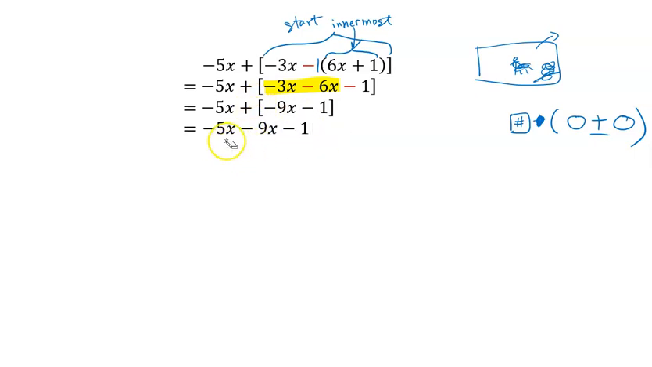So we got that. Now we got everything out of the box, so we just need to combine these two like terms. And again, -5x minus 9x, it's like doing -$5 debt plus $9 debt. So that gives us $14 debt. And -1, because we don't have any like terms to combine, we just leave it. And -14x and -1, they're not like terms, so we cannot combine them any further.